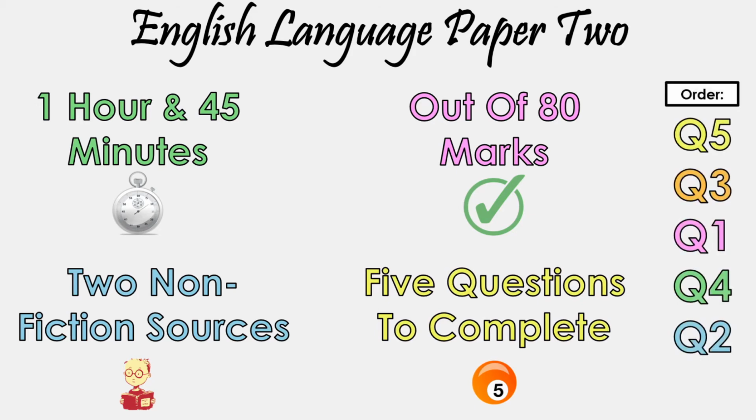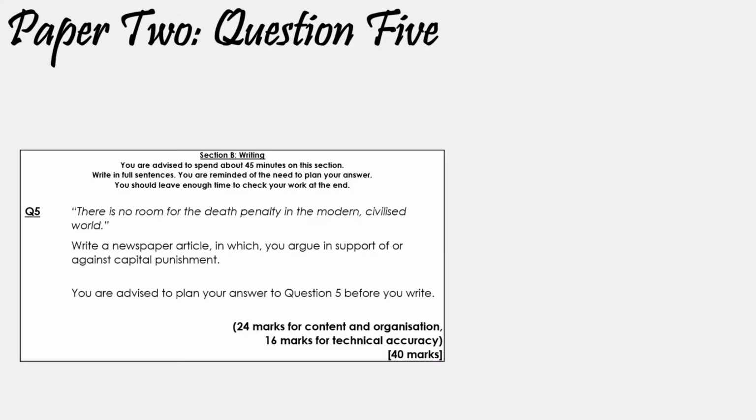So the best order to complete this paper in is: Question 5 first, then question 3, 1, 4, and finally 2. Now the reason for this is that you get the big mark question out of the way first, always. Question 3 and question 1 are next because you only need to read one source for those questions. Then for question 4 and question 2, you need to have read both sources, so we will leave those questions until last.